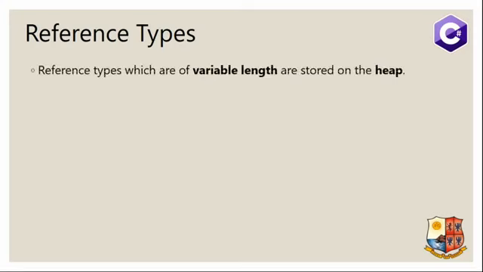The next one is reference type. What do you mean by reference type? Which is variable length. Please note again, there I said fixed length. Here I'm saying variable length, and they are stored on the heap. I said there are two things which differentiate them. Number one, where it is stored. Value types are stored on the stack. Reference types are stored on heap.